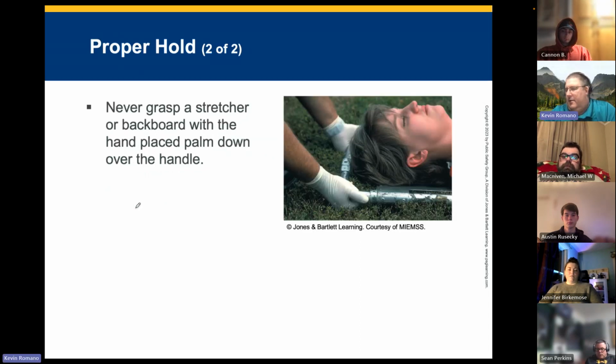As you can see here, the hands are, I lost connection again. That's nice.